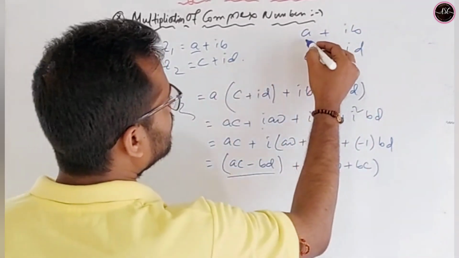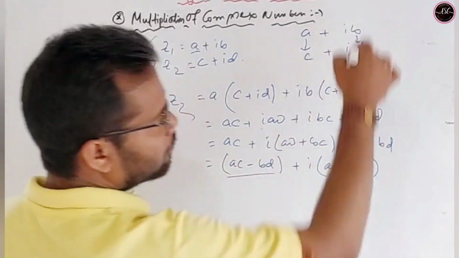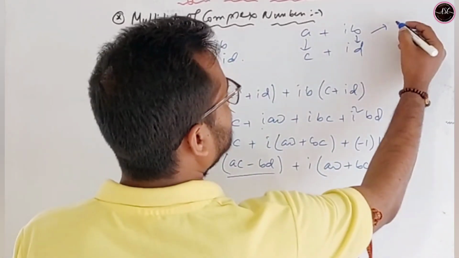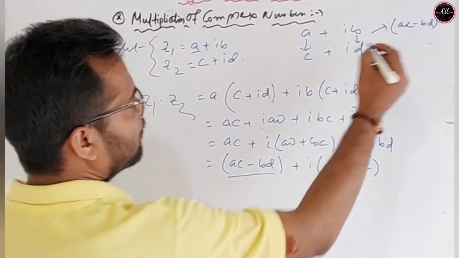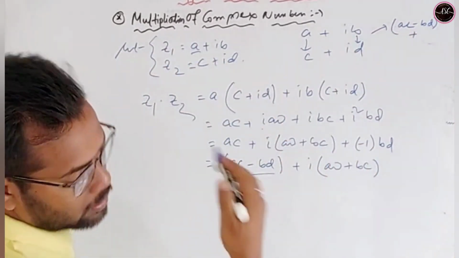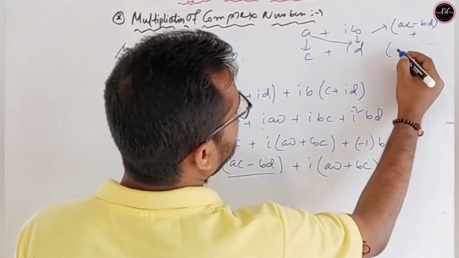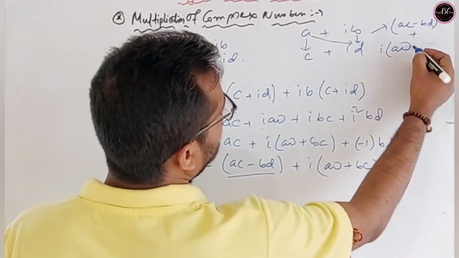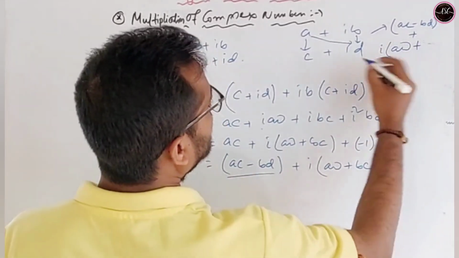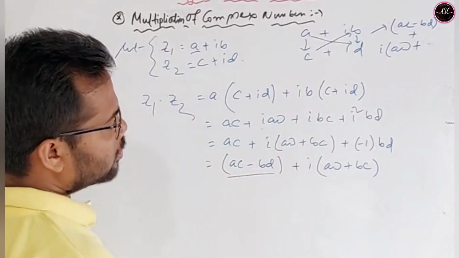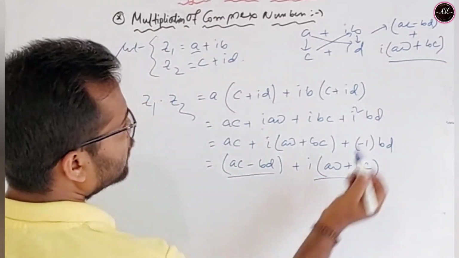So first we multiply A with C, AC, and BD. So the real part will be AC minus BD. Okay, plus. Then how do we get the imaginary part? Cross multiplication. I of AD plus cross multiplication of BC. Okay, and this will be equal to this.